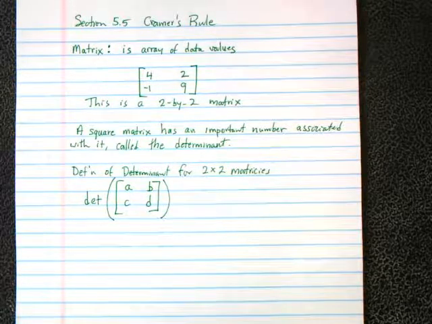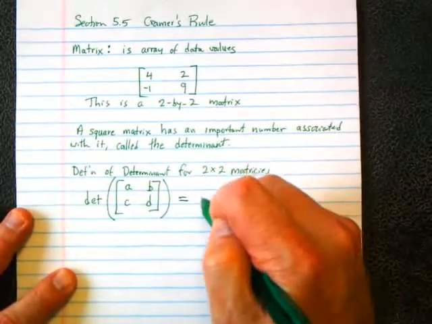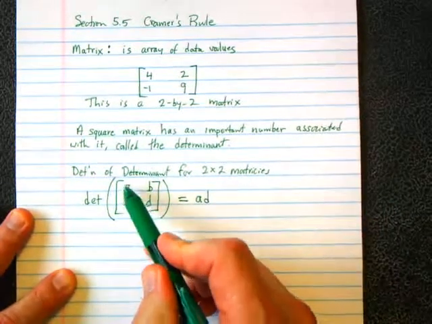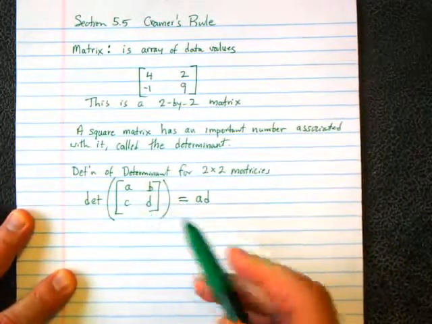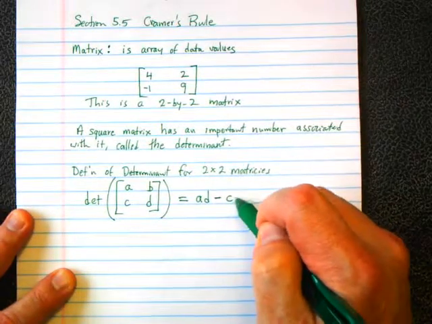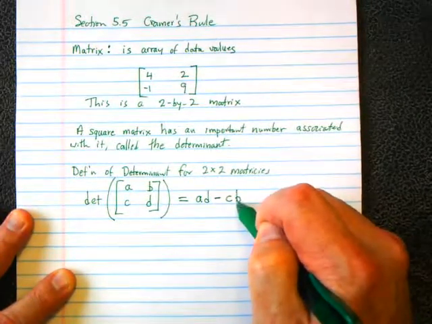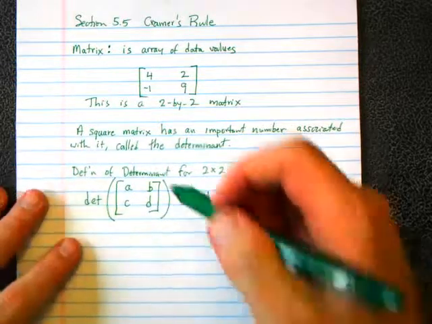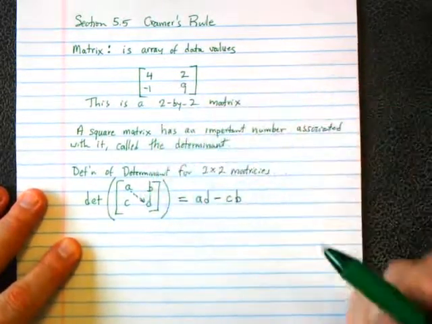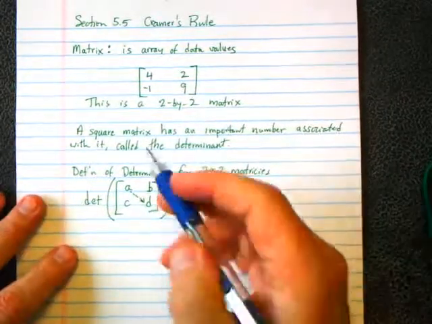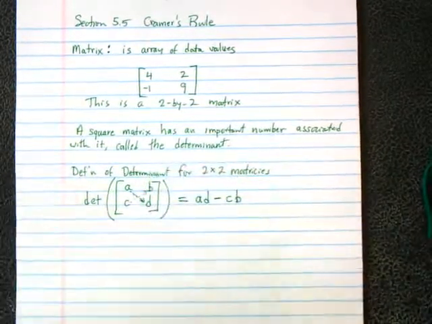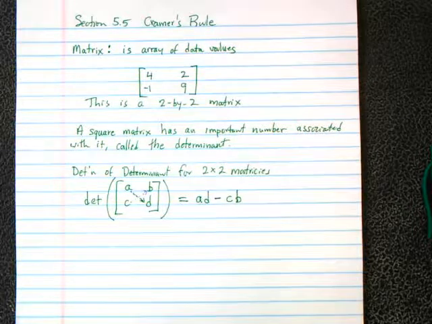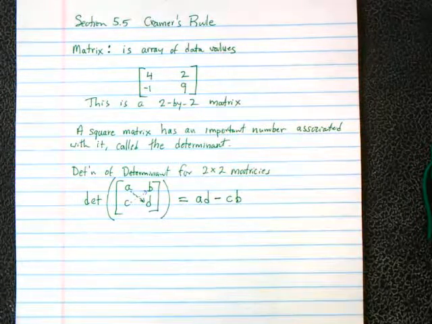To find the determinant, you multiply A times D. So you multiply this diagonal, A times D, and then minus, you multiply the other diagonal, B times C. So it's always this way gets the positive, that way gets the negative. Always that way. So you start in the upper left, multiply diagonally, that one's positive. Go to the lower left, multiply diagonally, that one gets a negative.